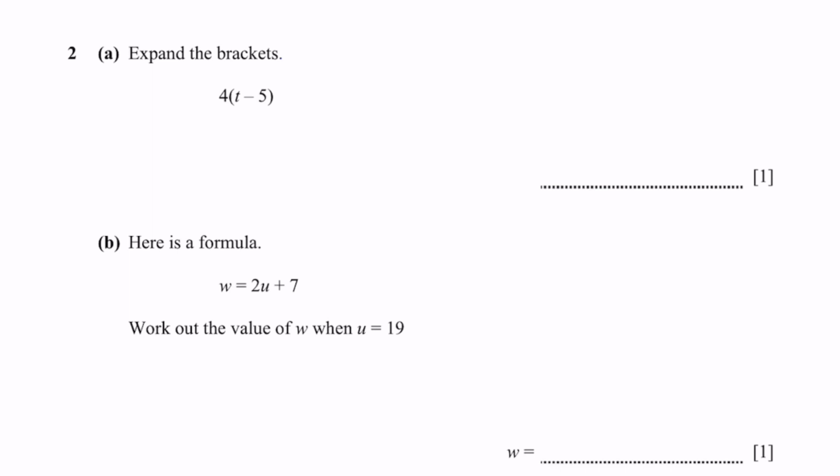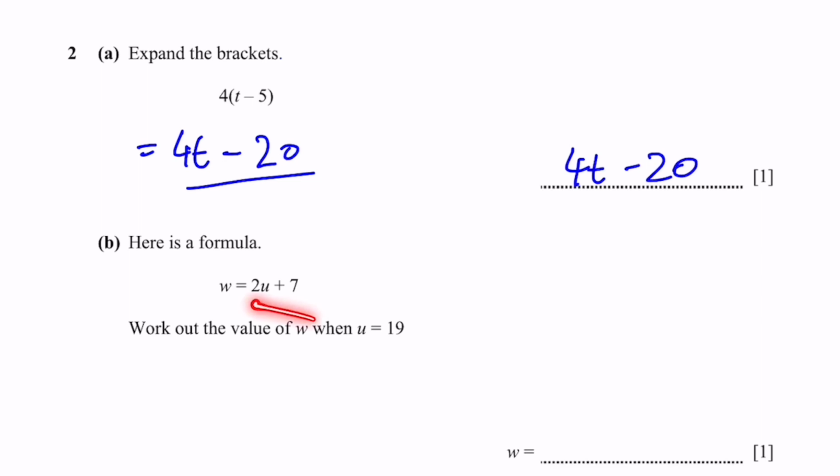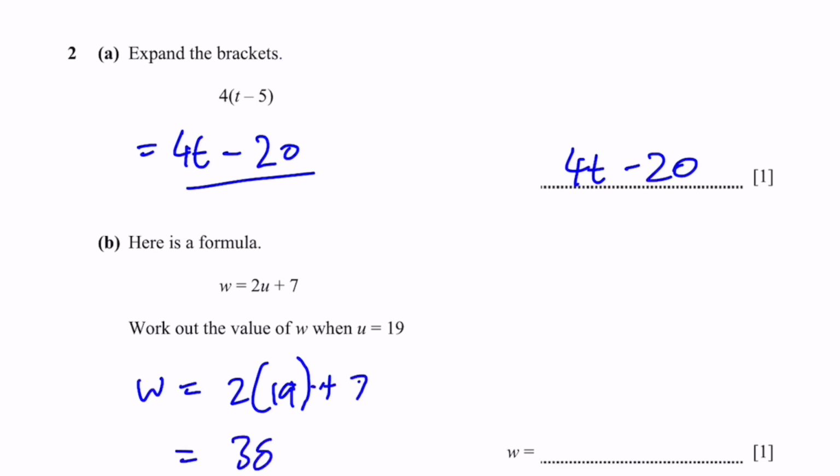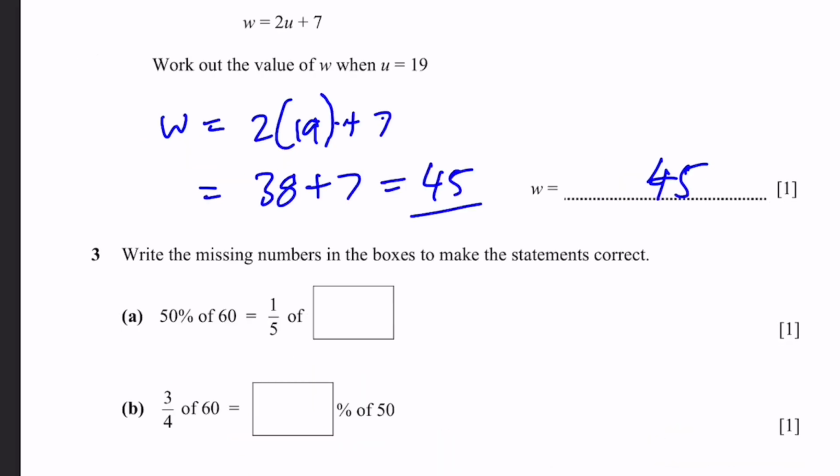Question 2, A. Expand the brackets. 4 into t minus 5. That'll be equal to simply 4 into t minus 4 into 5, 20. That's the answer. B. Here's the formula. W equals 2u plus 7. Work out the value of w when u is equal to 19. That means w is equal to 2 into 19 plus 7. That's equal to 38 plus 7, which is equal to 45. That's the answer.